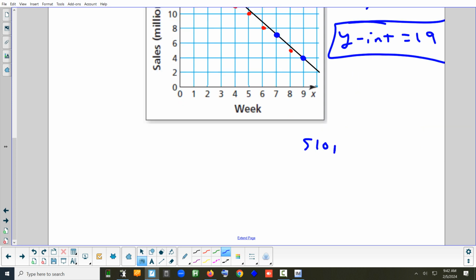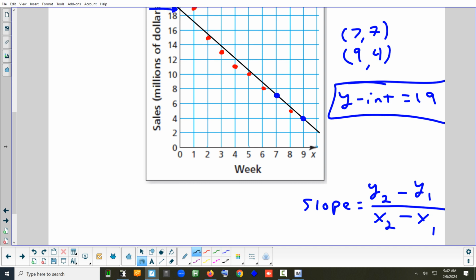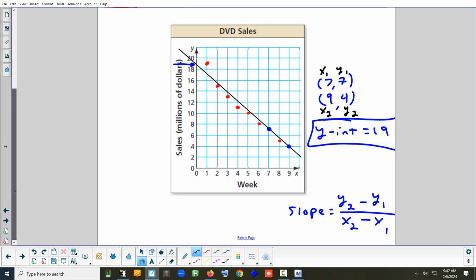Okay, so let's find the slope of that line. Does anybody remember what the formula for slope is? Rise over run. Yep, rise over run, which is y2 minus y1 over x2 minus x1. Perfect. And now our two points are 7-7 and 9-4. So I would call this x1, y1, x2, y2. All right, let's do it up.